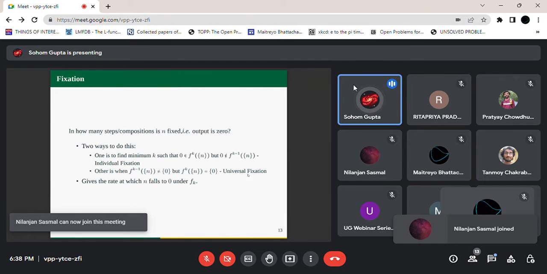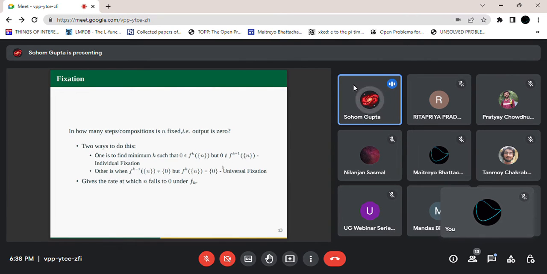While universal fixation means that your f^(k-1) of n is not equal to 0. It's just not that it doesn't contain 0. It's not equal to 0. But f iterated k times on n is equal to 0. Which means that every single path that you take, either through q or through q plus 1, you branch off at any different point, all of them has to go to 0 after these many iterations.